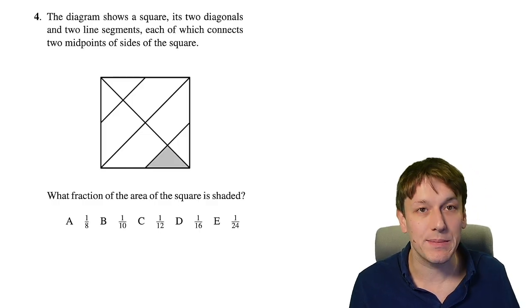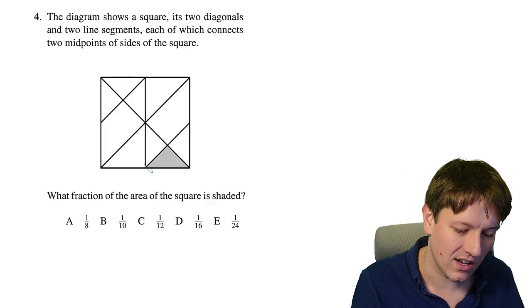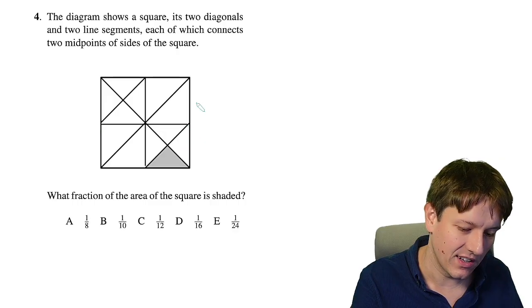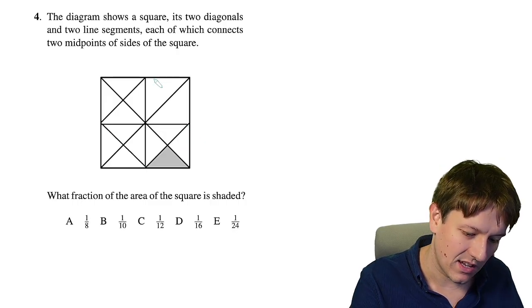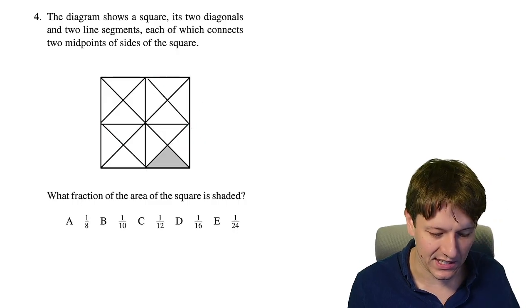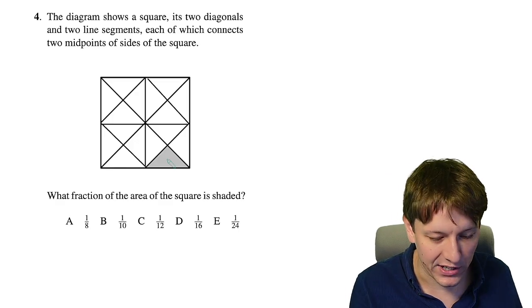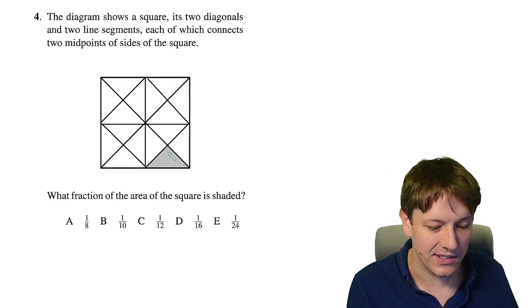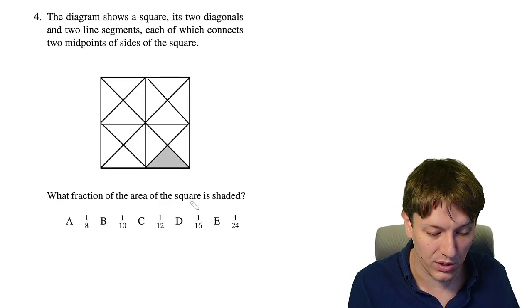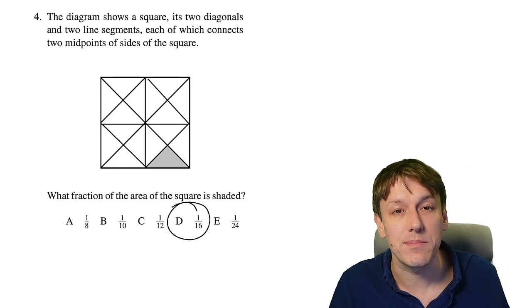So really adding some extra lines here makes this question quite easy, and there's a bit of an art that you learn to doing these sorts of things. But if you just add some extra lines in here, we can see there's a lot of symmetry in this shape, and actually that this shaded part is exactly just 1/4 of 1/4, or 1/16 of the shape overall.